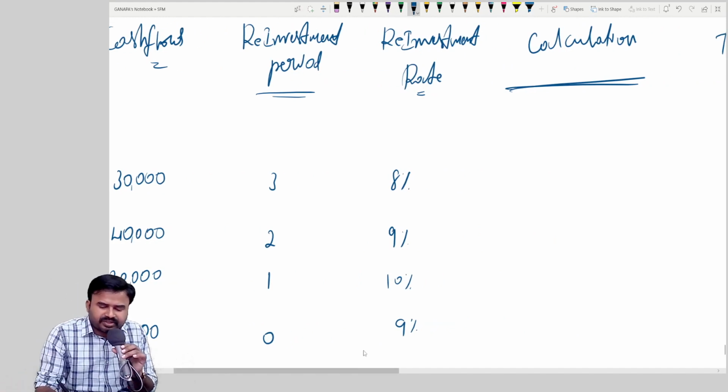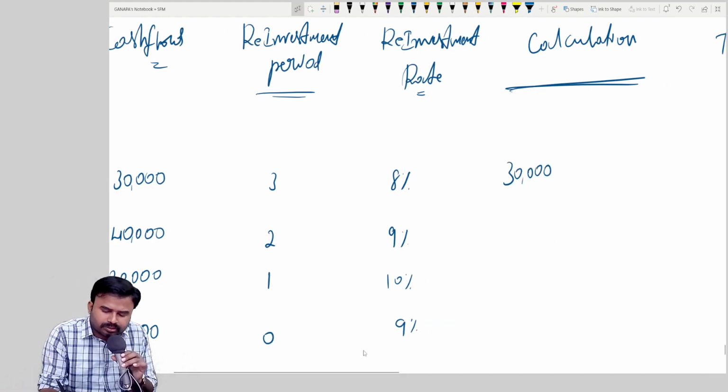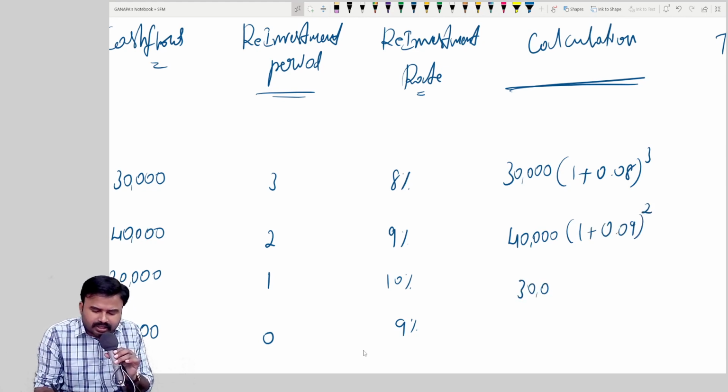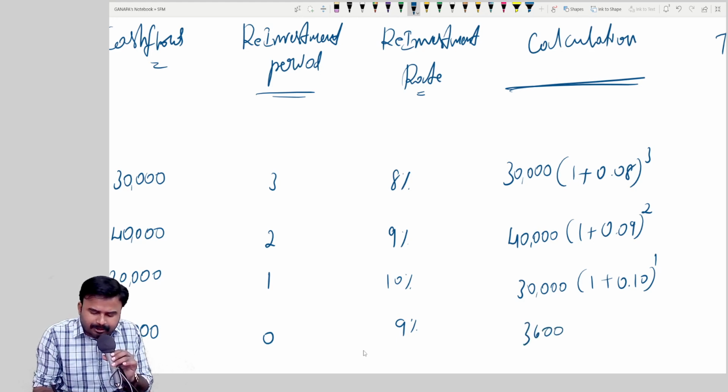30,000 into 1 plus 0.08 whole to the power of 3. Let me write all the numbers. 40,000 into 1 plus 0.09 whole to the power of 2. 30,000 into 1 plus 0.10 whole to the power of 1. And here it is 36,000 into 1 plus 0.09 whole to the power of 0. Anything power 0? 1.